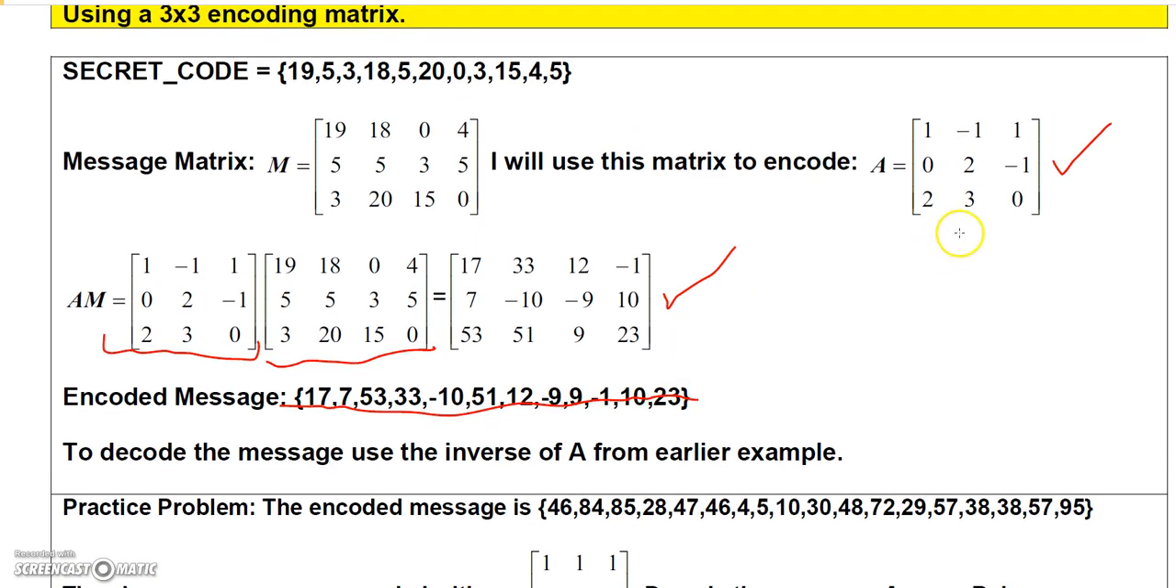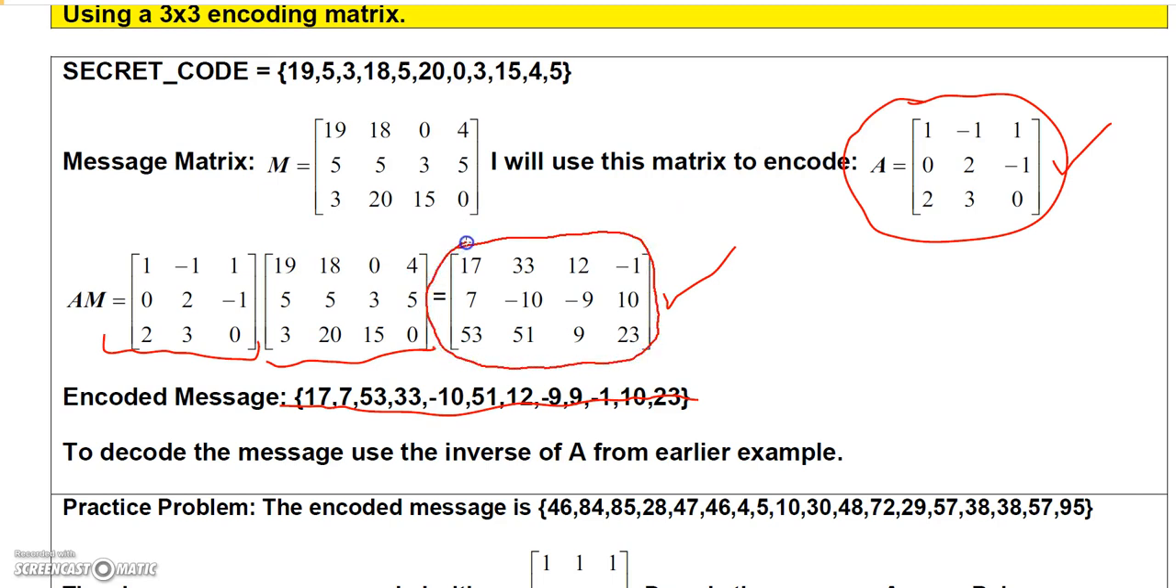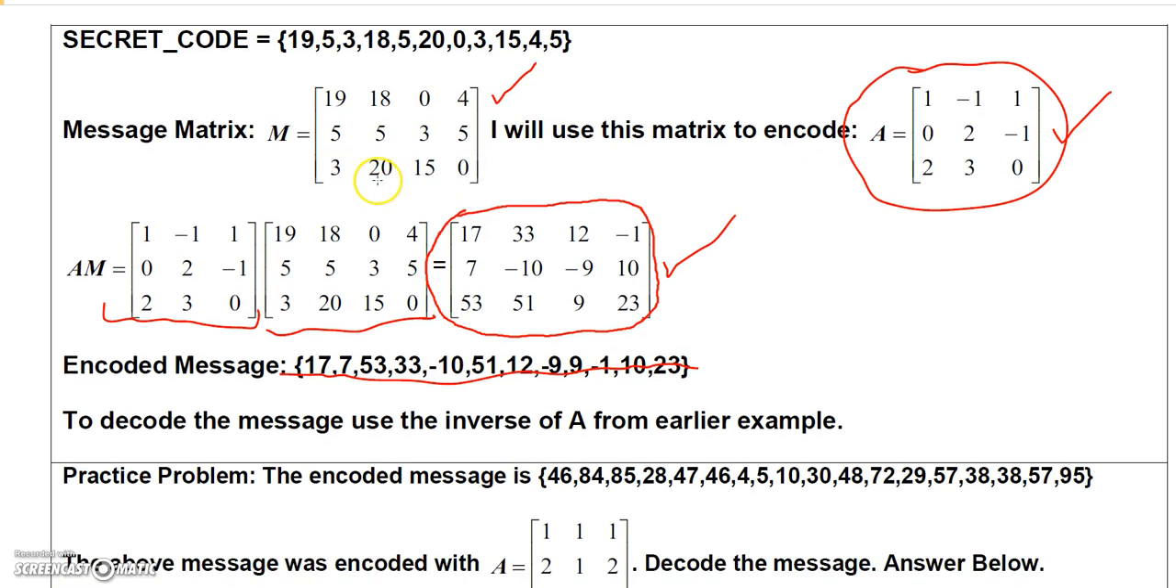Now, what my partner would have to do is find the inverse of this matrix, and then multiply this message matrix here by the inverse. And if my partner did that correctly, then the partner should end up with the original message in the matrix, and he can read off the original message from the message matrix.